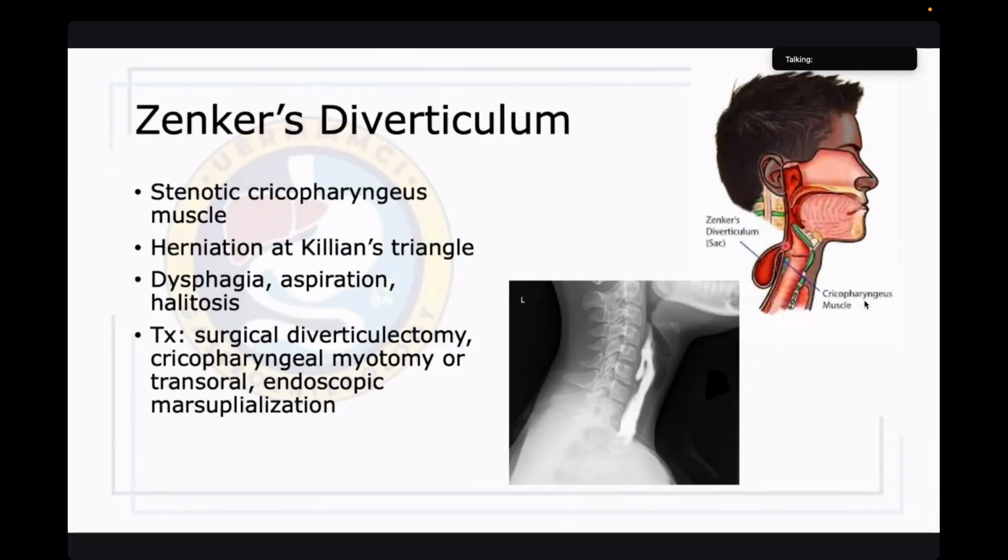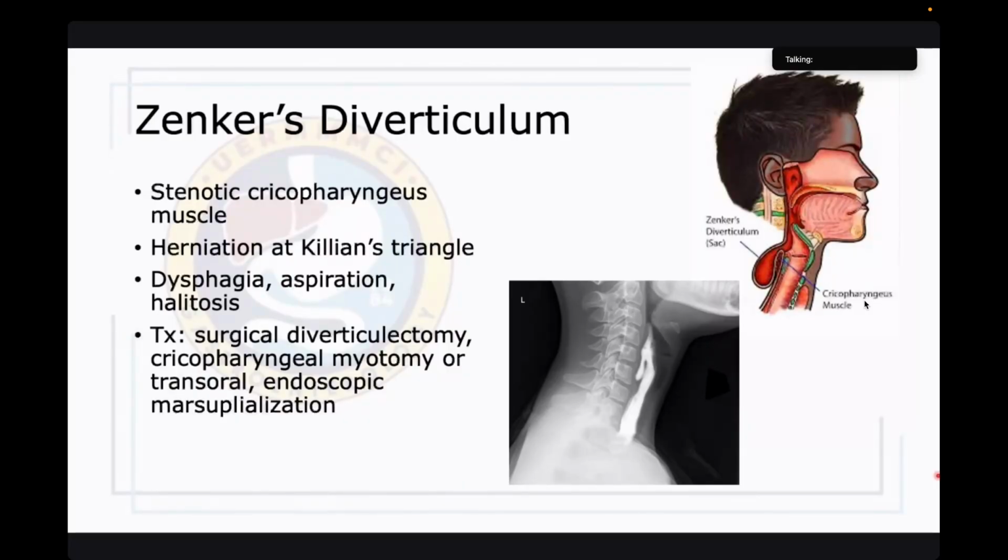It is believed that abnormal pressure during swallowing causes dehiscence of this muscle, leading to formation of a Zenker diverticulum. Zenker's diverticula are usually asymptomatic, but if the diverticulum is large enough like this, there can be retention of food and saliva in this area, so patients usually have symptoms like dysphagia, halitosis, or can be at risk for aspiration.